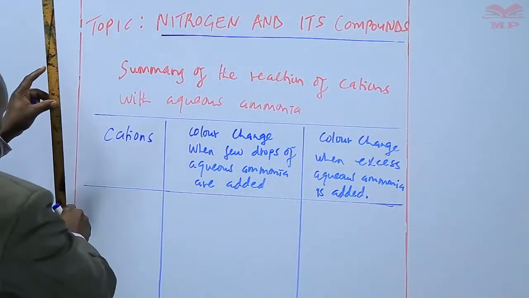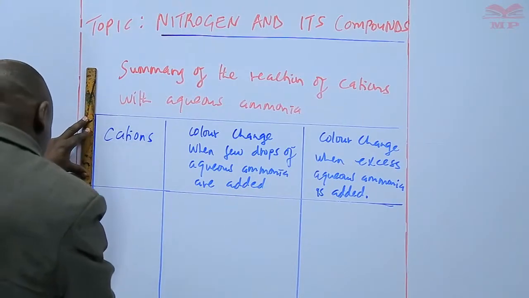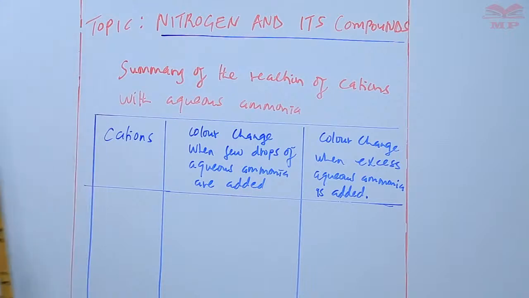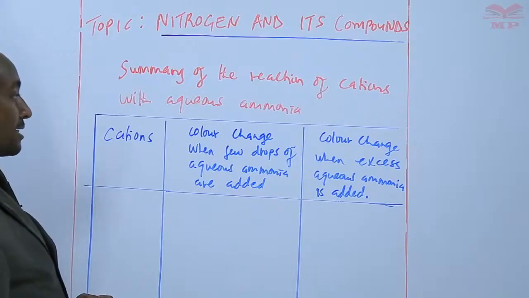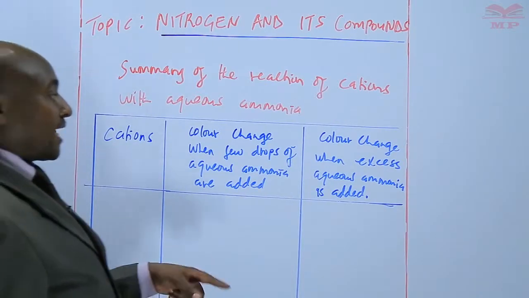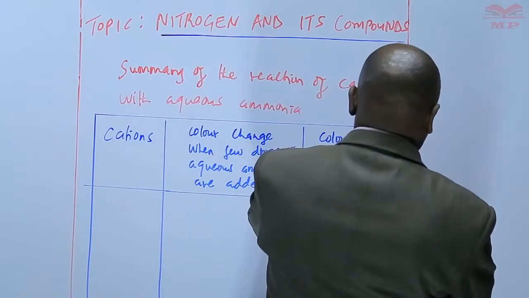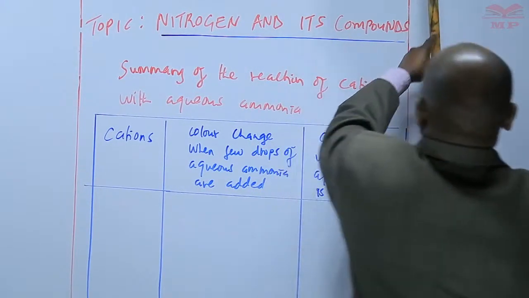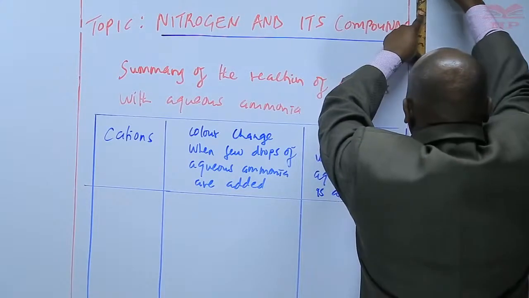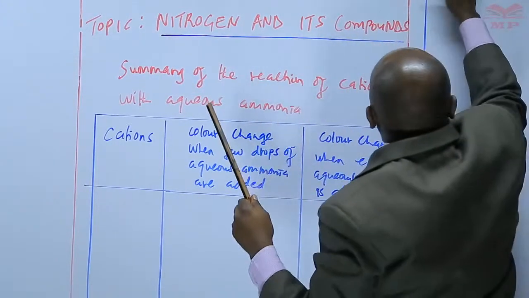So we'll summarize this in form of a table, whereby we'll have on one column the cations, the color change when a few drops of aqueous ammonia are added, and the color change when excess aqueous ammonia is added. So we'll continue with the same here. So this is continued.